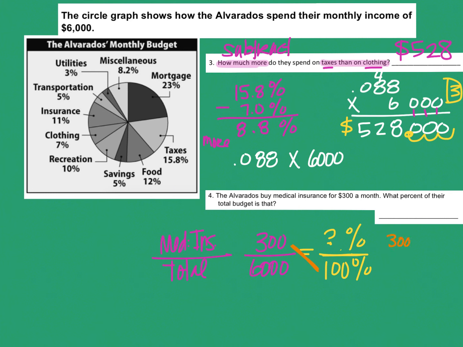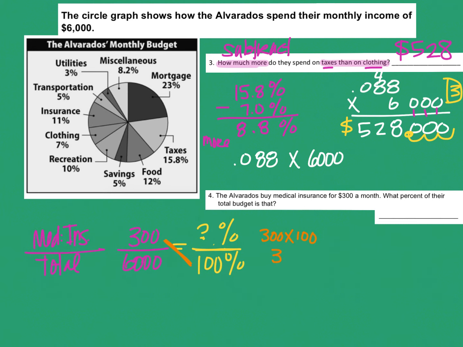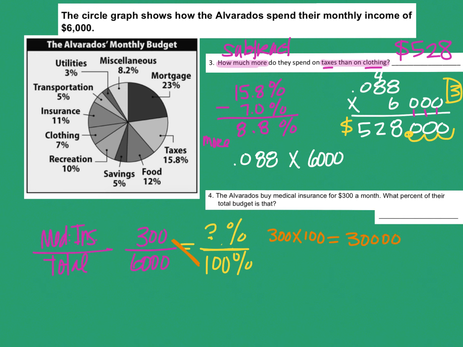So 300 times 100. Anytime you multiply with 100, you just add 2 more zeros to the number. I think I want to move these over so I have a little bit more space. 300 times 100. I would write the number 300 down and then put 2 more zeros on the back. Okay, then I would divide by 6,000. So I'm going to put the number I just got when I multiplied, 30,000 inside the box, 6,000 outside the box.